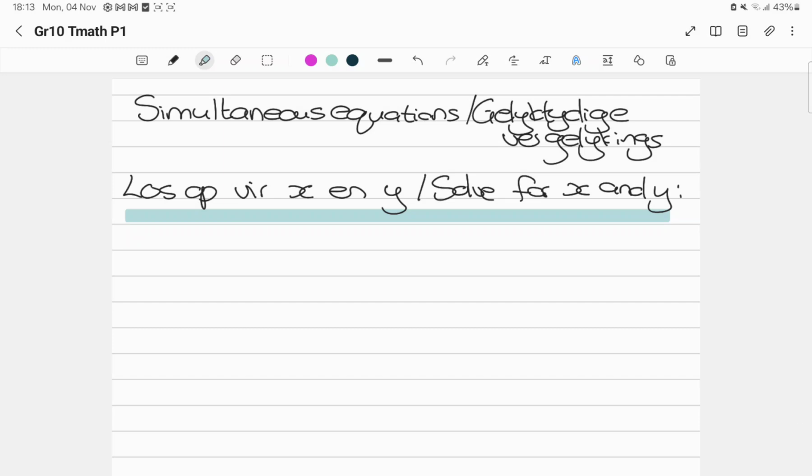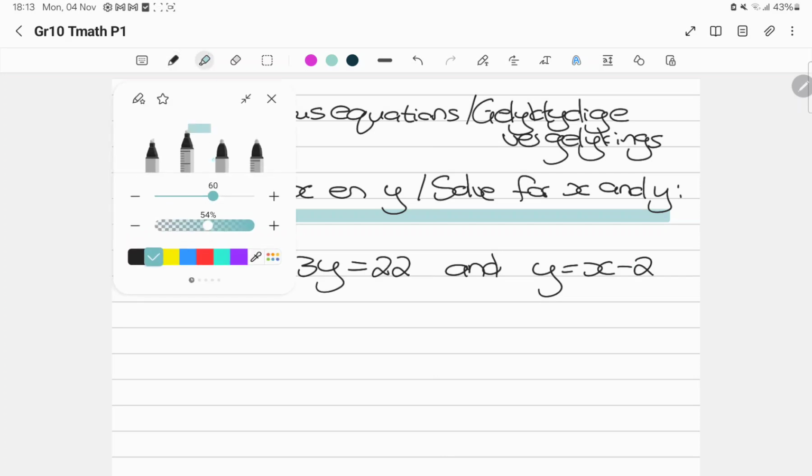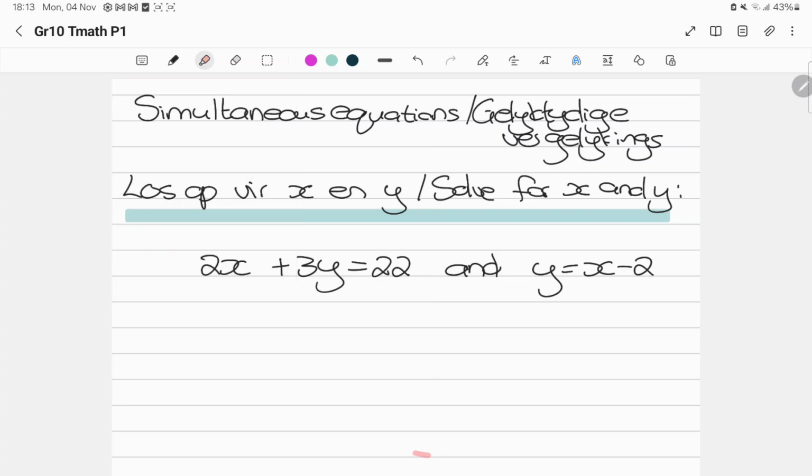Alright, now let's look at this one. 2x plus 3y is equal to, let's say, 22. And then I give you a second equation, y is equal to x minus 2, for example. So how many equations do I have here? I have two equations. We have equation number 1 and we have equation number 2.